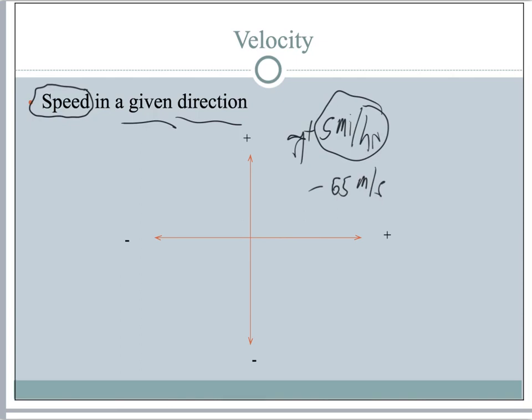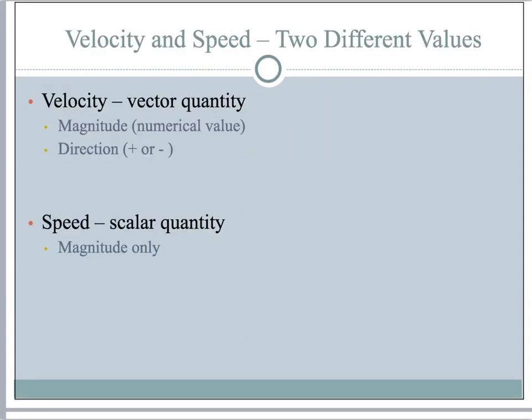And of course, here's our coordinate plane for giving directions on velocity. So just to review, velocity is a vector quantity. It has magnitude with direction. Speed is a scalar quantity, and it has only magnitude.